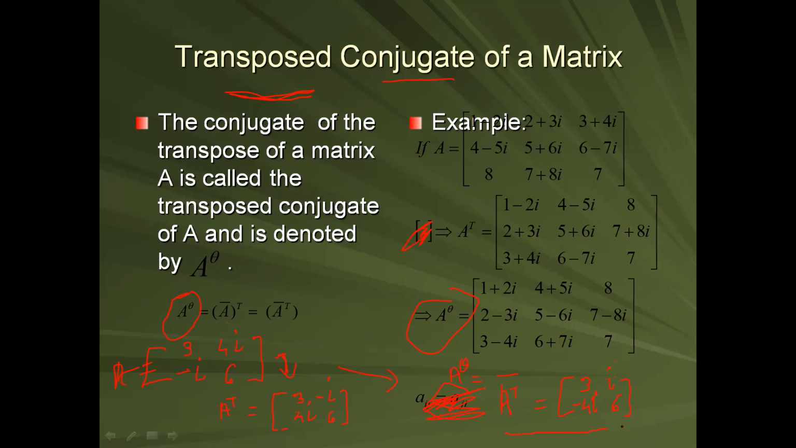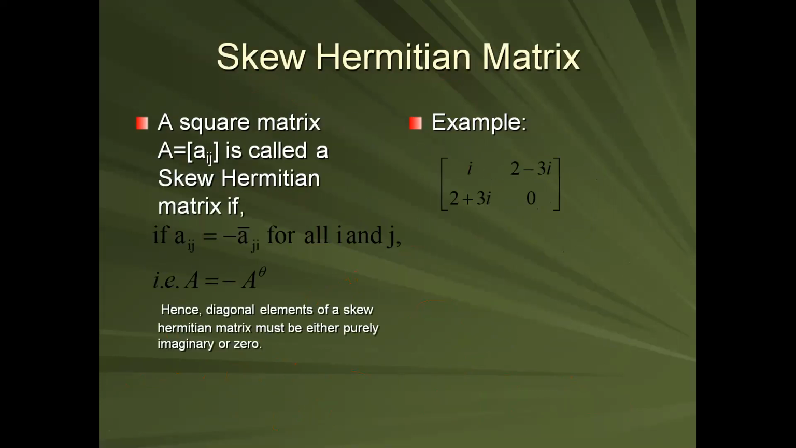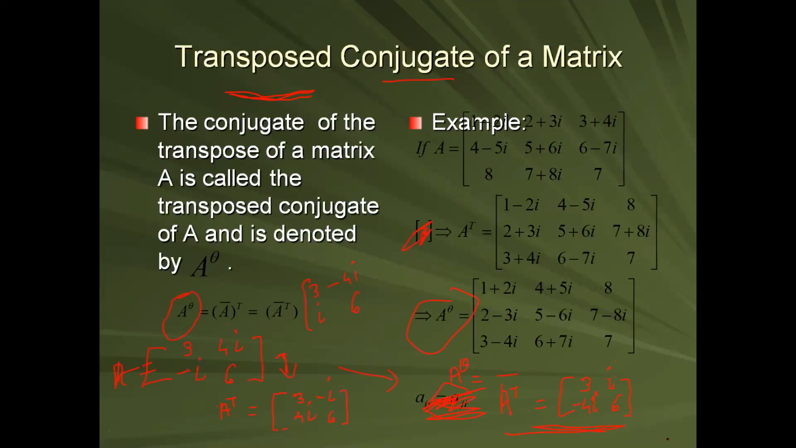So this is A theta. So this is one way of getting A theta. First you find the transpose and then you find the conjugate. Or the other way is you first find the conjugate. For this matrix, I can first find the conjugate. Then it is 3, minus 4i, i and 6. So this is A bar. And if I now find its transpose, the same answer will come. So both ways will give you the same answer. I don't want to do Hermitian and skew-Hermitian now, you will get confused. So let's take that in the next class.